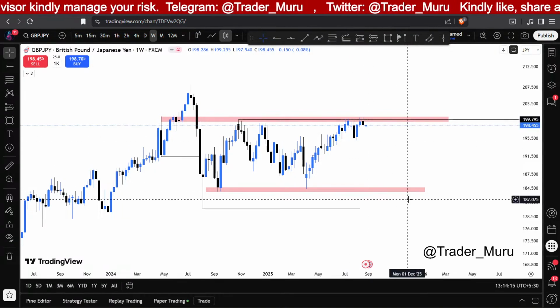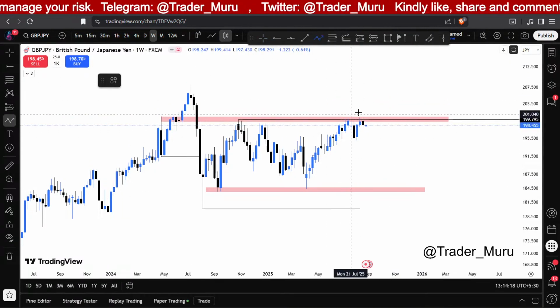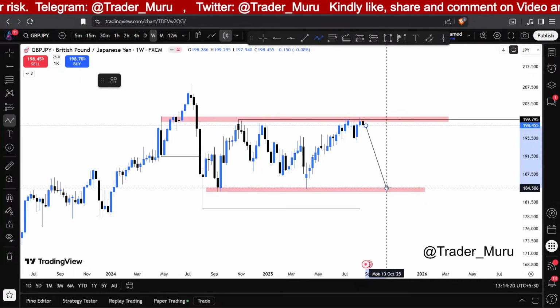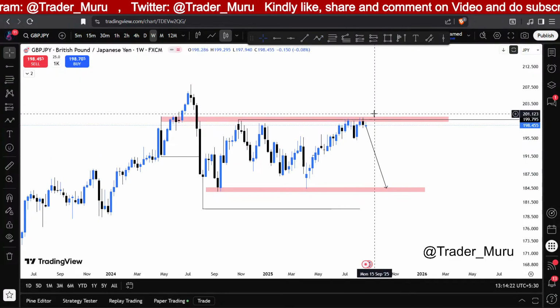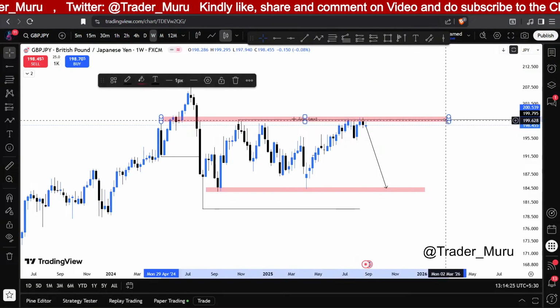Again, you can expect a drop if this area doesn't get flipped. If you are entering short here, the stop loss will be above this red zone.